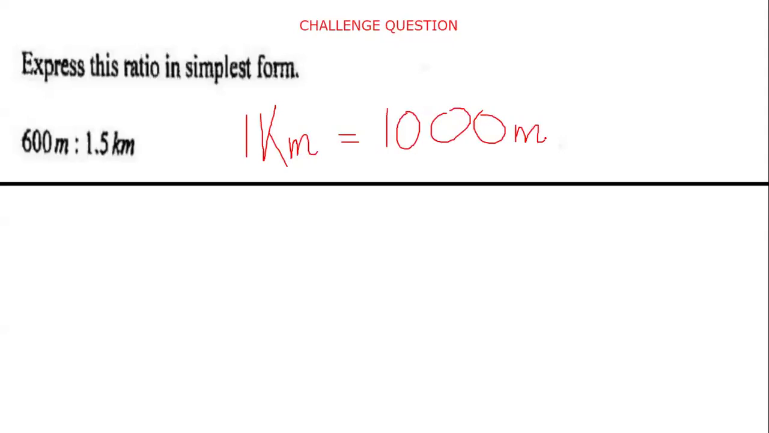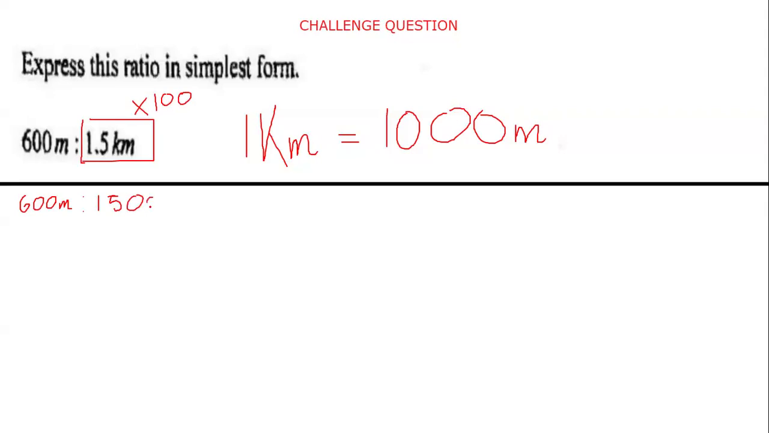And so that means that if we have 1.5 kilometers, how are we going to convert that into meters? Multiply 1.5 by 1,000. So 1.5 multiplied by 1,000 gives me what? 15,000? You sure? Not 15,000. 1,500. So we have 600 meters to 1,500.